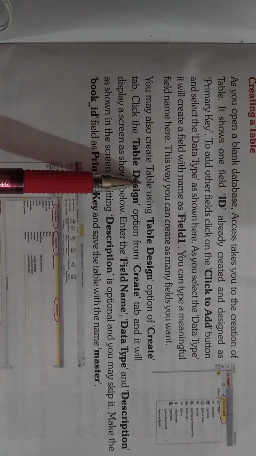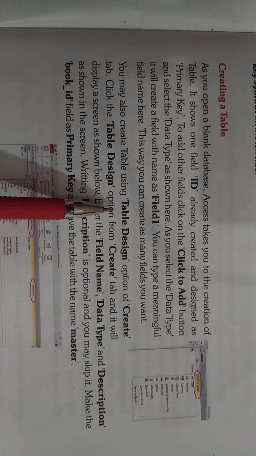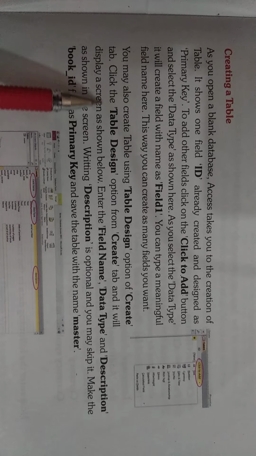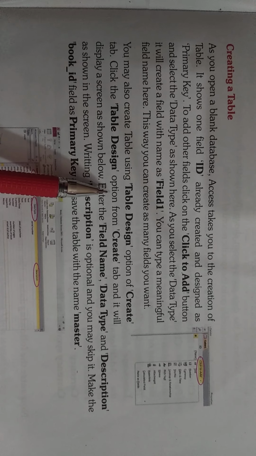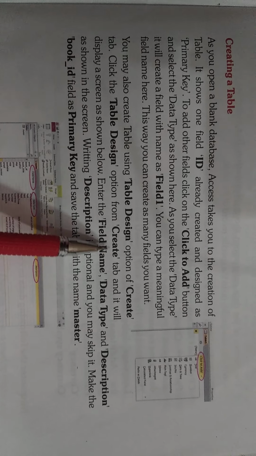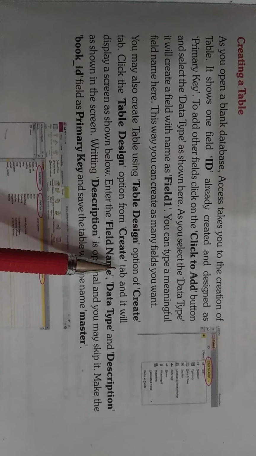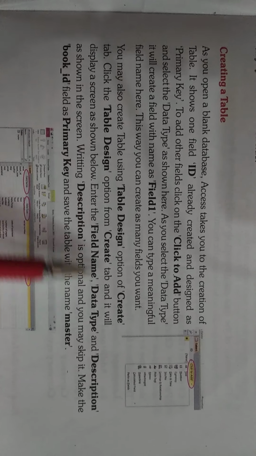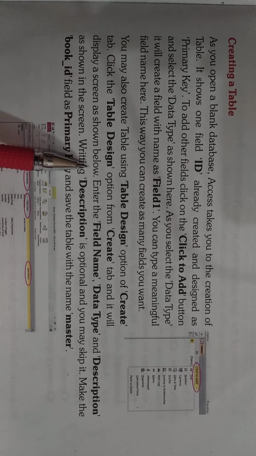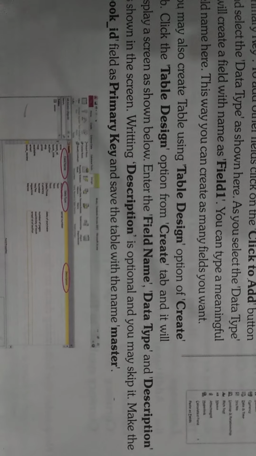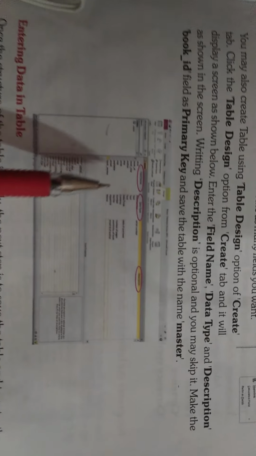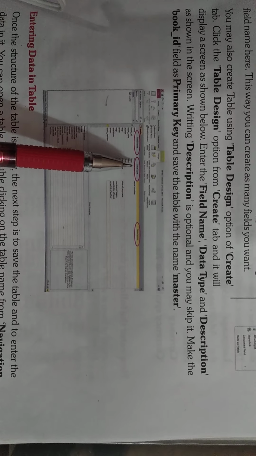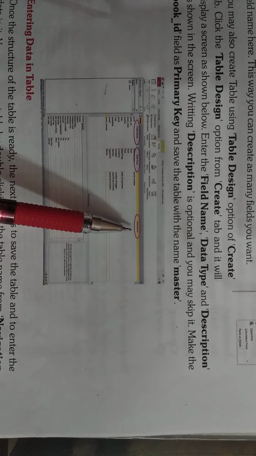This is the second way that you can create table, by using the table design option of the create tab. Click the table design option from create tab. On the above you will see many tabs. Create tab is there. Click on create tab, then click on table design and it will display a screen as shown below. This screen will come here. Okay, you can see here this. First is the field name, data type and then description.